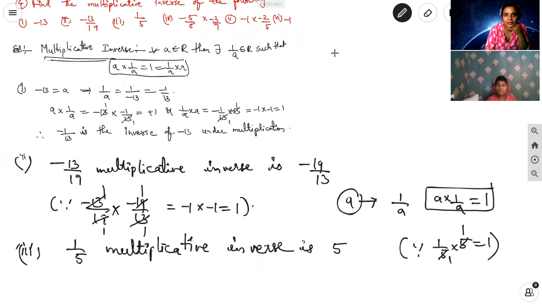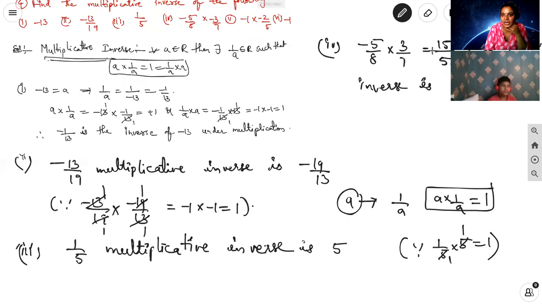Fourth one, minus 5 by 8 into 3 by 7. The product of this is equal to minus 5 3s are 15, 8 7s are 56. Okay. The multiplicative inverse is 56 by 15, the reciprocal of this, or minus 8 by 5 into 7 by 3.